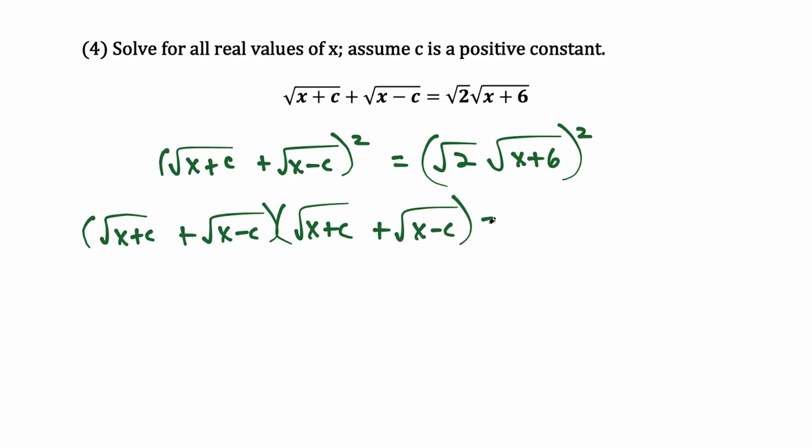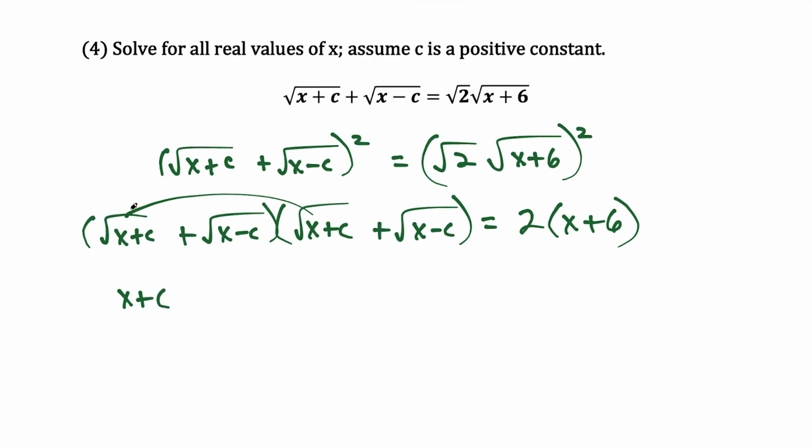And on the right side, this will just simplify nicely because it's a monomial being squared. The square root of 2 squared is 2, and the square root of x plus 6 squared is x plus 6. On the right side, we expand. We have the square root of x plus c times itself is x plus c.